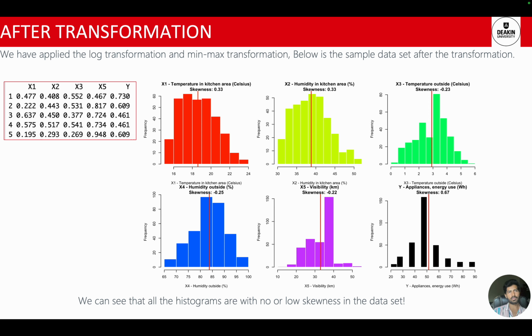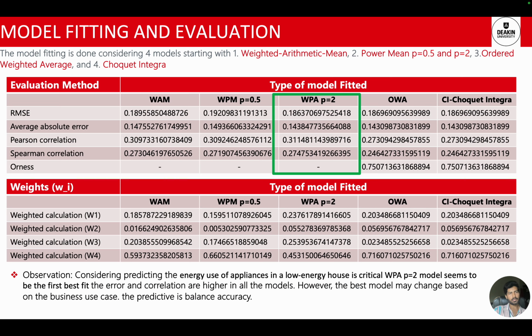So after the transformation of the data set, here are the results. We can see all the histograms have a normalized data set, and we also have a sample of the data set available here. So here is the output of the model fitting and what evaluations we have done.